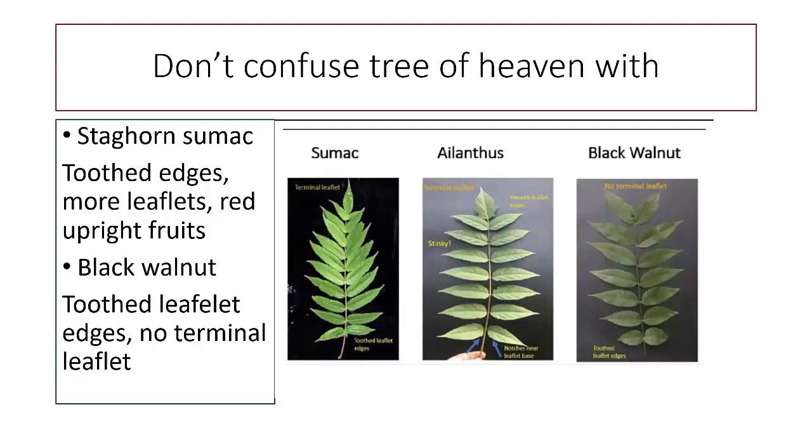The other native that it's commonly confused with is a black walnut. The black walnut has toothed leaflet edges, so it's serrated all along these edges. Probably the easiest way to tell a walnut compound leaf from the Ailanthus is that it does not have a terminal leaflet like the Ailanthus does.